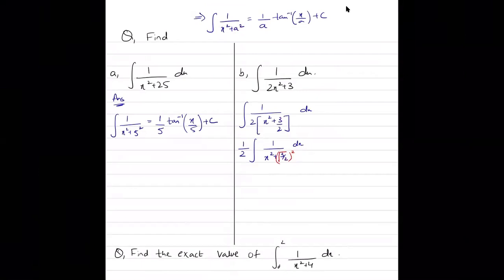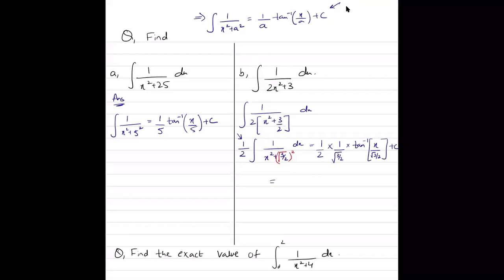Now, if you just apply this integration process, you are going to get 1 upon 2 as it is times integration of this expression, which is going to be 1 upon a. Now, 1 upon a is root 2 upon 3 times tan inverse x upon a, so x upon root 3 upon 2, plus c. Would you agree with me till here?